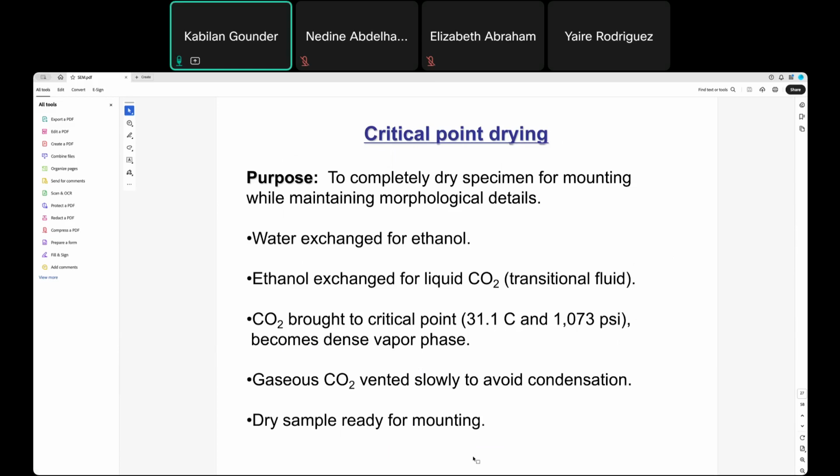So in this critical point drying instrument, carbon dioxide is brought to its critical point, that is 31.1 C and the pressure is 1000, where it becomes a dense vapor phase. The gaseous carbon dioxide is vented slowly to avoid condensation. Then the dry sample is ready for mounting.